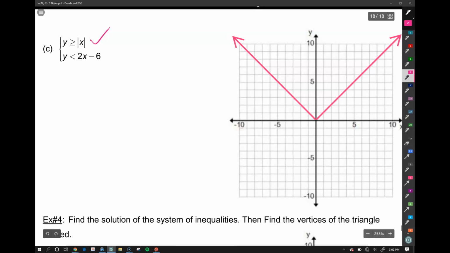All right, so graph that. And I need to pick a point. I can't pick 0, 0 because it's literally on my line. What if I pick 2, 1? It is definitely not on my line, so I'm going to choose 2, 1 and plug it in. Is 1 greater than or equal to the absolute value of 2? Is 1 greater than 2? No. So I know that it has to be the other side that's going to be shaded.